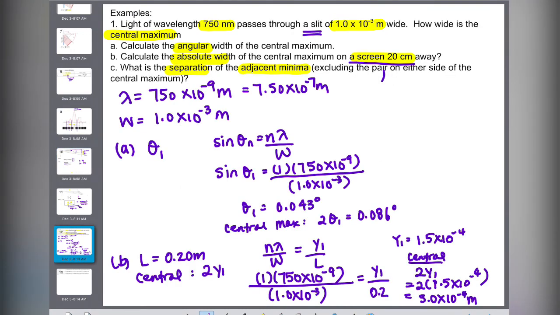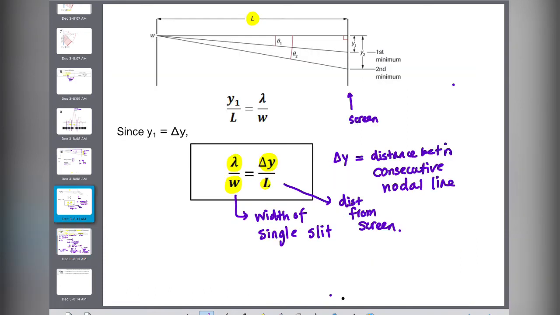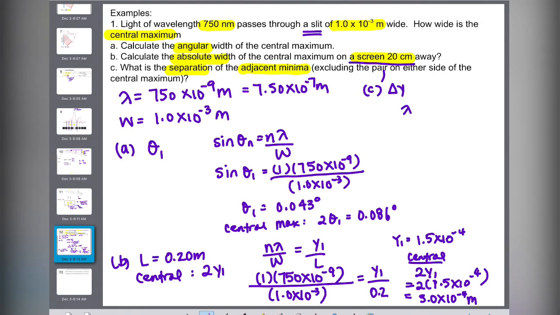All right, last one. They are asking you what is the separation of the adjacent minima. In other words, they want you to find delta y. But they said don't do the central, don't worry about the double of it. So I would like to find delta y. The equation for delta y is right here: lambda over w equals delta y over L.